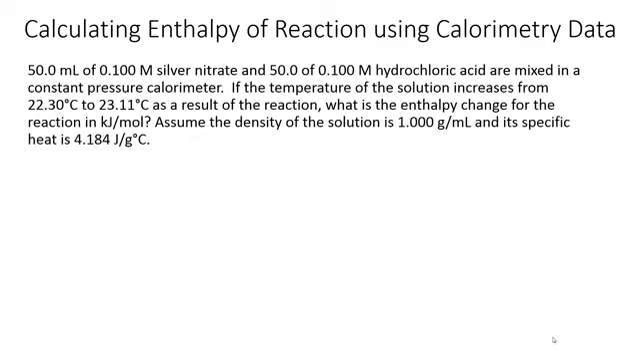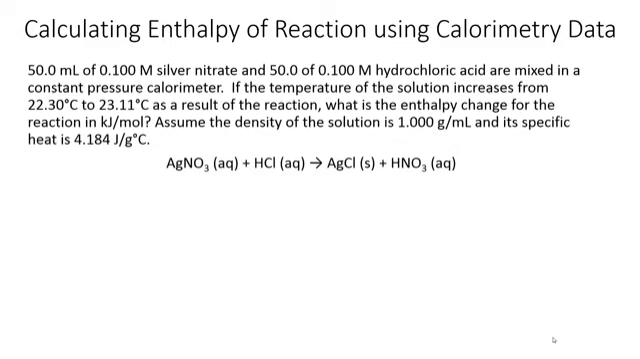In order to perform this calculation, it is going to be necessary for us to assume that the density of the solution is 1.000 grams per milliliter, and its specific heat is 4.184 joules per gram degree Celsius. In other words, this is a dilute solution, so we're going to assume it has the same density and specific heat as liquid water.